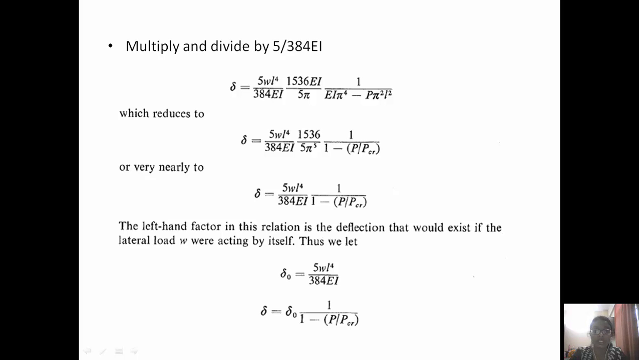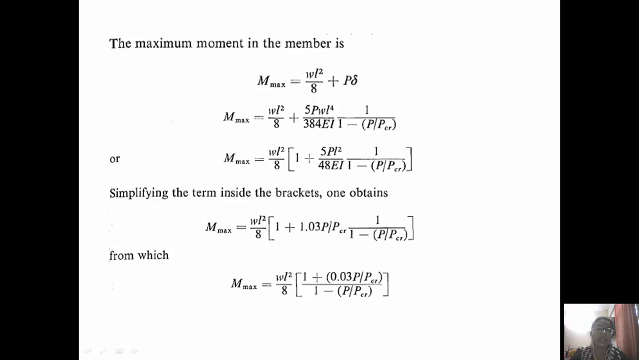The left-hand factor in this relation is the deflection that would exist if the lateral load W were acting by itself. Thus, we let delta naught is equal to 5WL raised to 4 by 384 EI, which is the formula for UDL acting on a simply supported beam. Therefore, we obtain delta is equal to delta naught into 1 by 1 minus P by PCR.